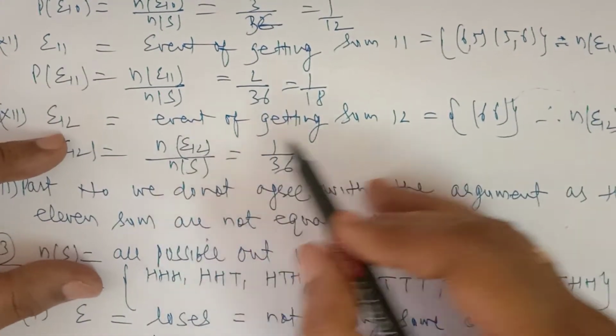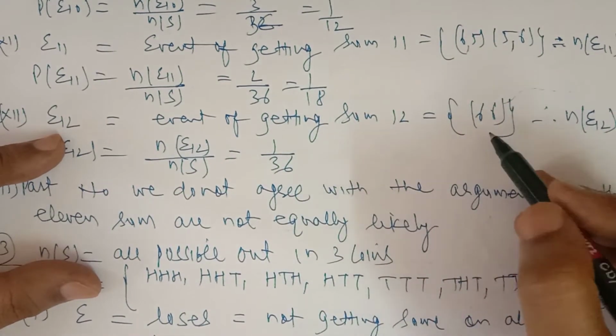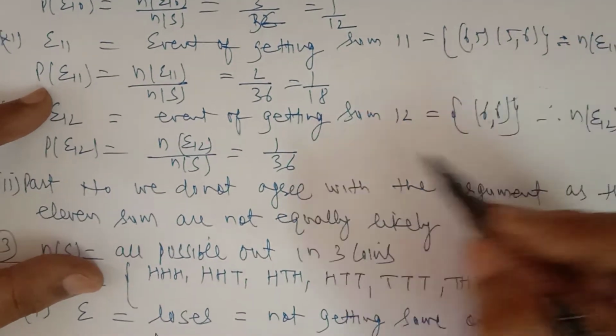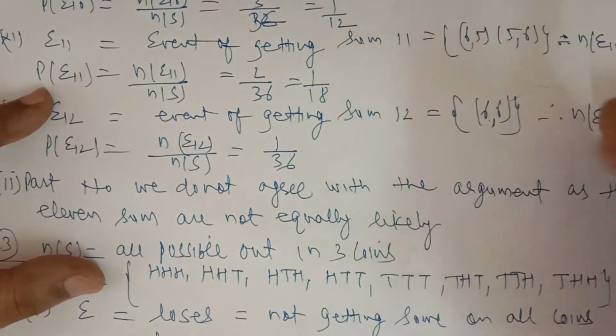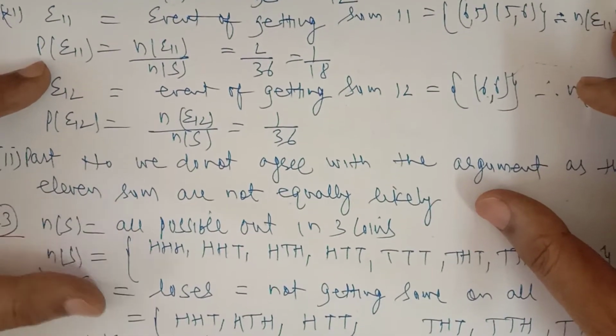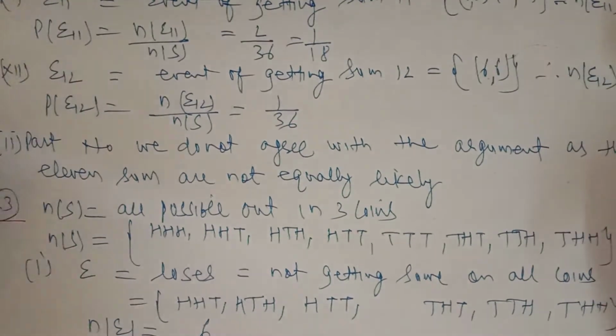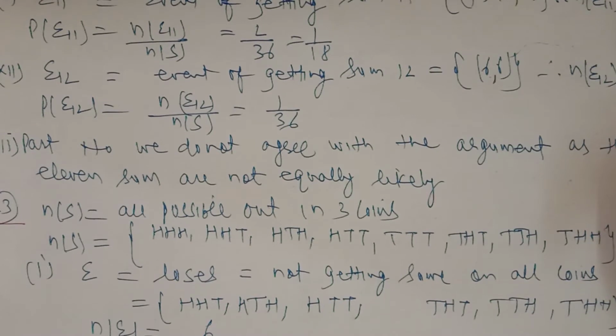Let E12 be the event of getting a sum 12. So let us call it (6,6). Only one event will be there to get a sum 12. So 1 upon 36 is the probability of getting a sum 12 when a pair of dice is thrown once. So this is the first part of question number 22.